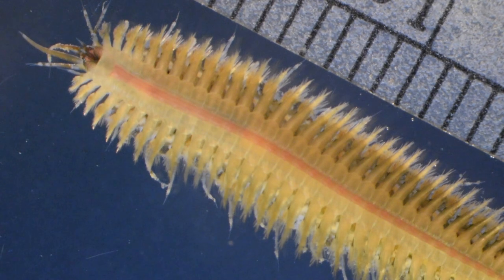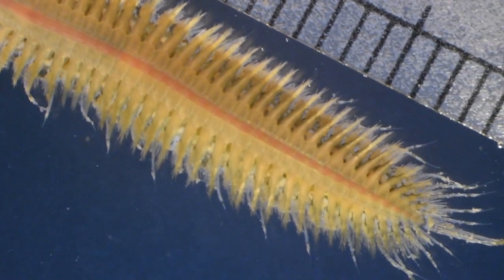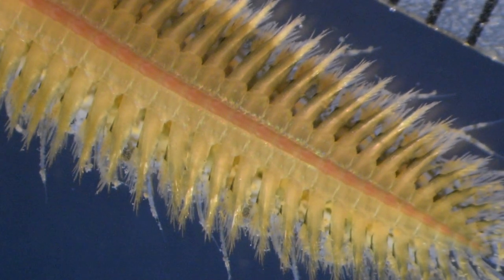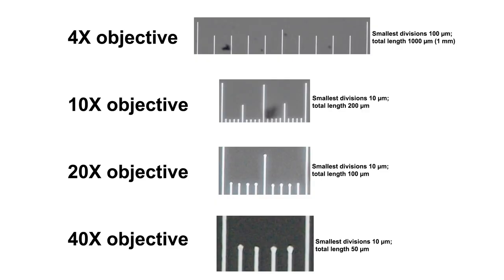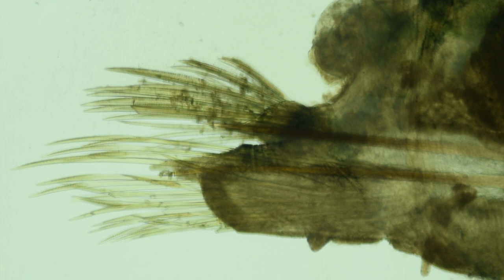The ventral nerve cord and the brain of scale worms contain a type of hemoglobin called neuroglobin, so they are red. Again, you can see acicula in the parapodia of scale worms, as well as neurochaetae and notochaetae.